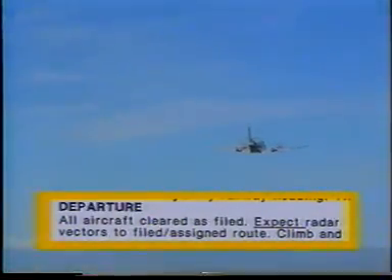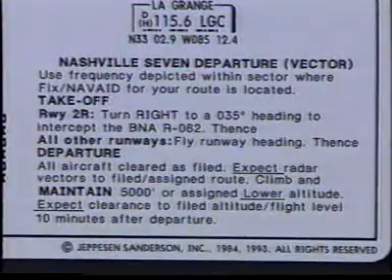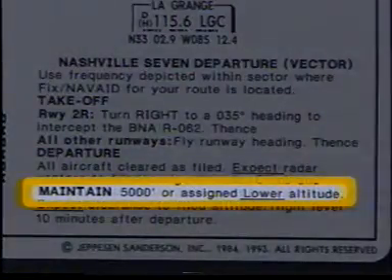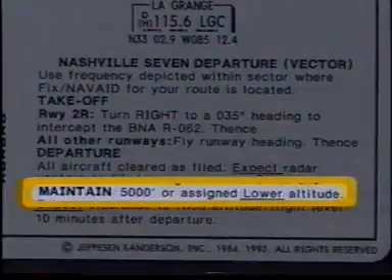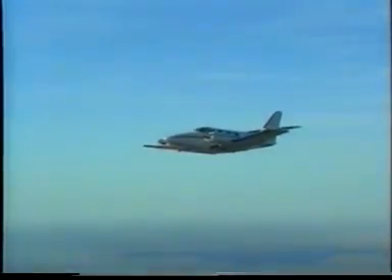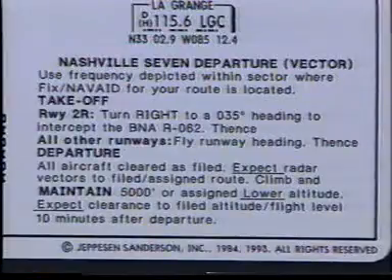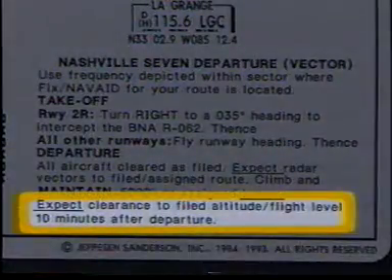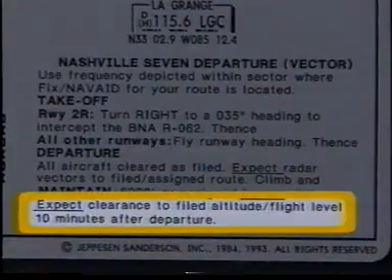filed or assigned route. After departure, you must maintain 5,000 feet or the assigned lower altitude. This is important because without an additional clearance, this becomes your last assigned altitude in case of radio failure. The instructions also state that you can expect clearance to your requested altitude or flight level 10 minutes after departure.